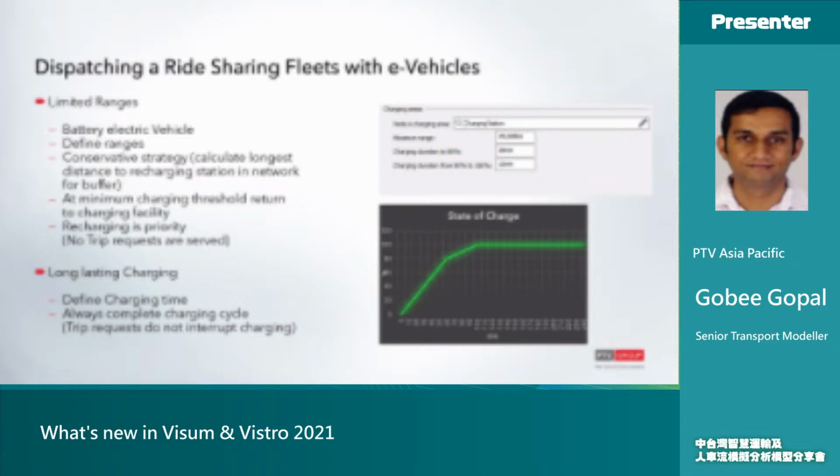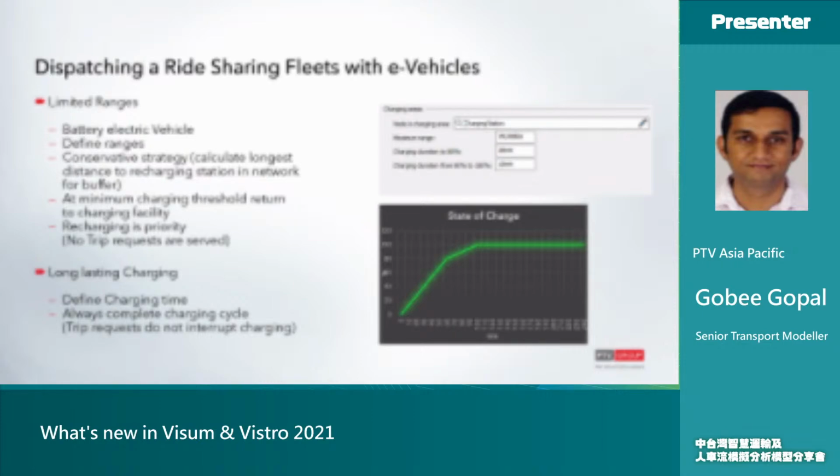VISUM 2021 offers the user limited-range, limited-battery electric vehicles with defined ranges. With a conservative strategy, it calculates the longest distance to a recharging station in the network, with a buffer and a minimum charging threshold, for returning to charging facilities. Recharging is the priority, and no trip requests are served meanwhile. So these are the options the user can define to specify the e-vehicle. Then there are other features under e-vehicles which the user can define.